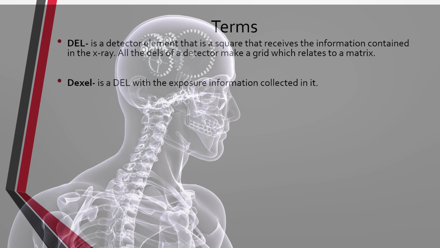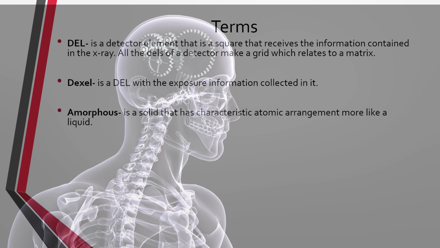A dexel, you may see that term in books, just so you know, is a DEL with the exposure information collected in it. So dexel is kind of like pixel in that regard, and the DEL is the physical element on the detector. The dexel is when it is the information that's contained on each one. Okay, and just like the matrix on a display can be made of pixels, the matrix of the image information on the detector is made up of all the dexels. So that's kind of where that comes from, the dexel.